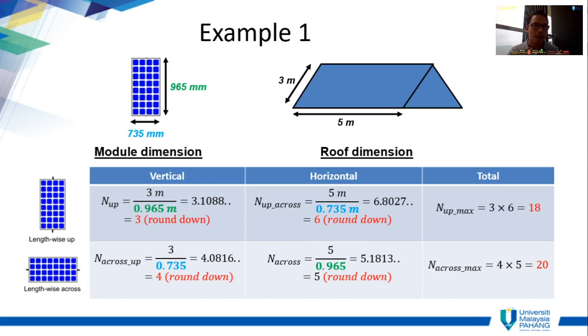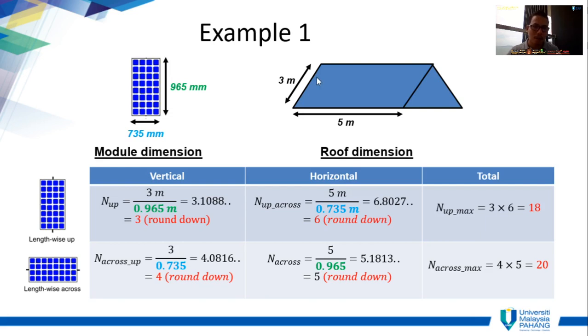The question is why? Okay, let's say we round it up to 4. What will happen if you check? If you look at the roof itself, they have 3 meters in width. So if you have 4, it means that the fourth one of the module will exceed the width of the roof. So it's totally insecure and it's not permitted. Okay, it's not permitted. So that's why we round it down.